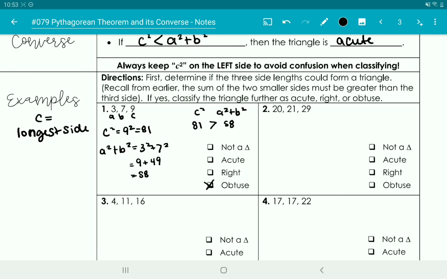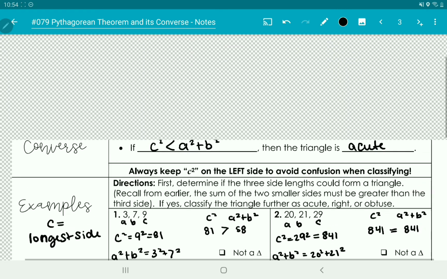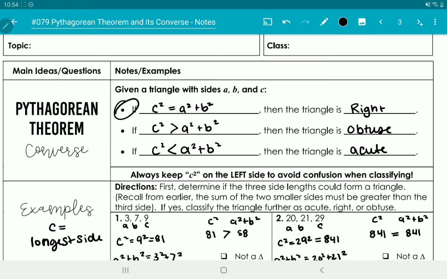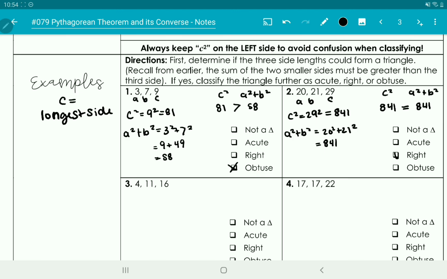Okay, so for number 2, again, c is going to be the longest one, the other two are a and b. So we need c squared first, 29 squared. That is going to give us 841. And then a squared plus b squared is going to be 20 squared plus 21 squared. This is going to give us 841 in the end. So c squared we got 841, the other one we got 841. Since they are equal, then it's a right triangle. So we're going to mark the right one.